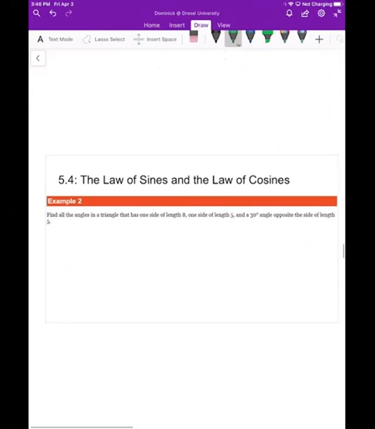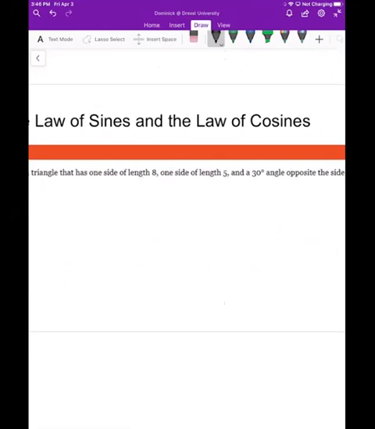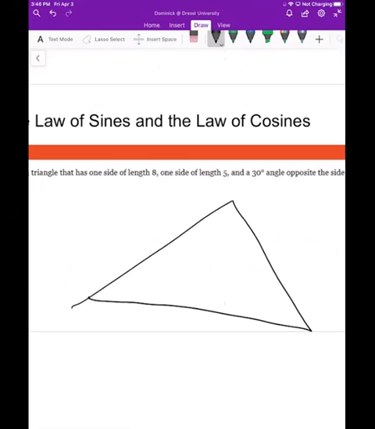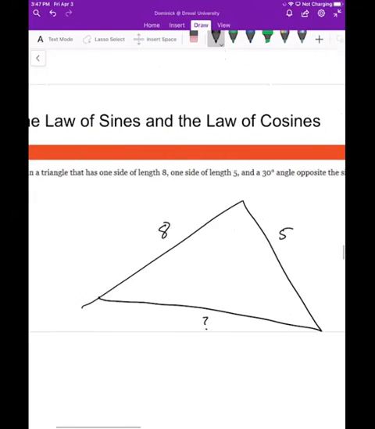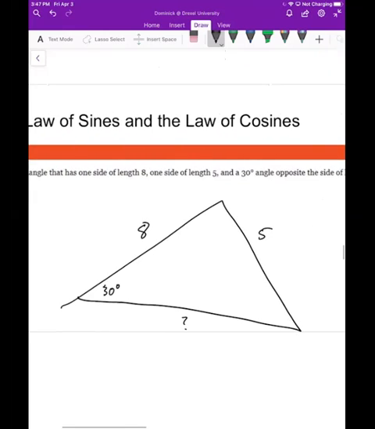Okay, now we want to find all the angles in a triangle that has one side length 8, one side length 5, and a 30-degree angle opposite the side of length 5. Okay, so if we draw this out, all right, we have one length of 8, one length of 5, another one that we don't know, and the 30-degree angle is opposite the side of length 5. So we have a 30-degree angle here. All right, so for example, I could call this side C and this angle C. I could call this side B and this angle B. And I could call this angle A and this side A.